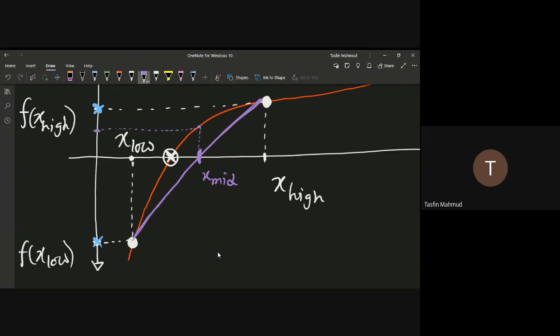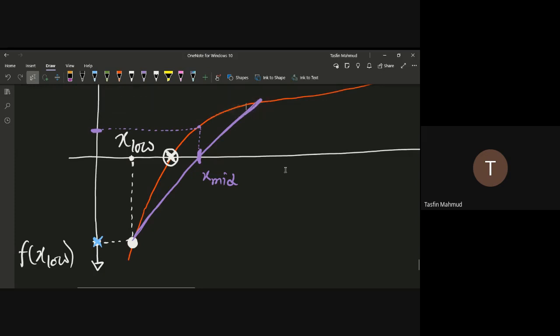So this is our f of x mid. F of x mid is positive, and f of x high is positive as well. So we will forget this x high point. We will forget this portion and consider it as our new point. So it would be our x high, and this coordinate would be our f of x high. And we are going to remove this straight line.